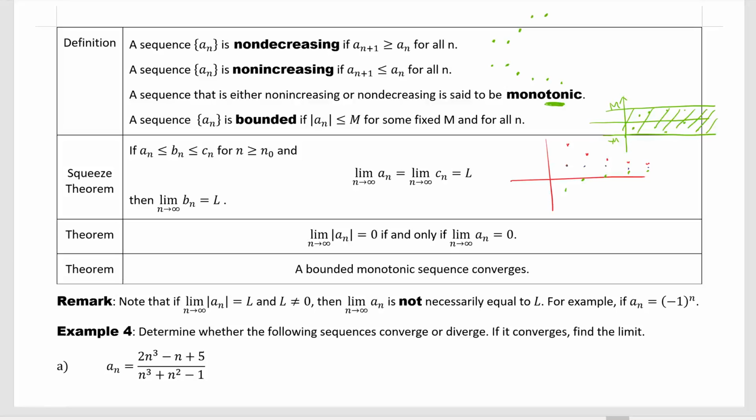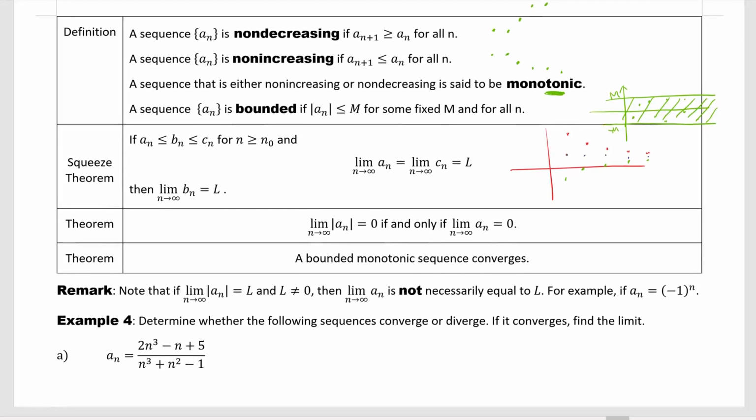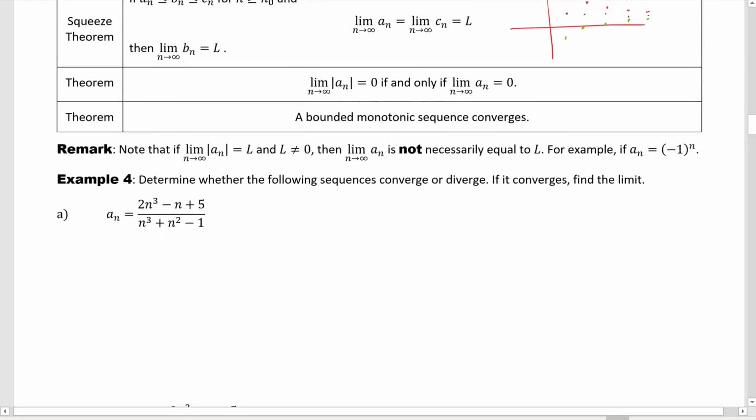And another theorem. I know you might be tired. Don't worry, after we cover the theorems, we will do tons of examples. Examples can help us to understand. Just be patient for a few more minutes. Okay, so the theorem: the limit of the absolute value of a sub n equals 0 if and only if the limit of a sub n equals 0.